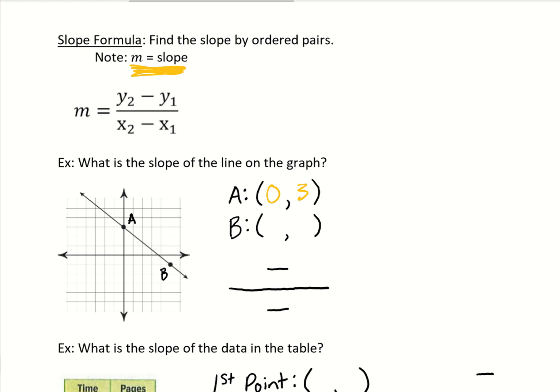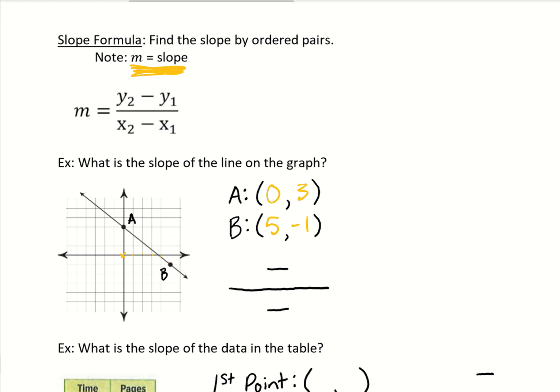So your ordered pair for A is (0, 3). And then for B, we're going to do our horizontal change first. Starting from the origin again, I've got 1, 2, 3, 4, 5. So I go right 5. Right is positive. And then down 1 to get to B, that's going to be negative 1 since down is negative.